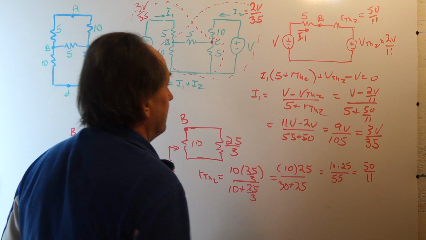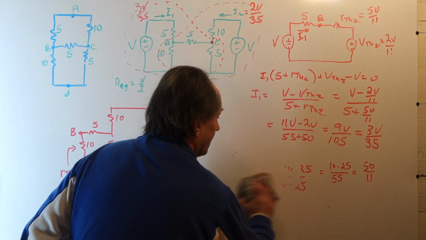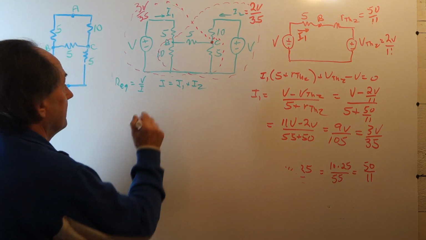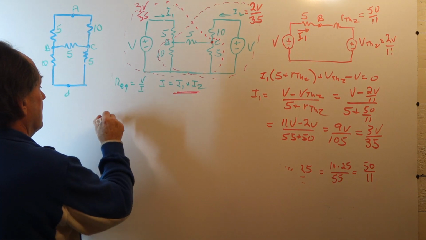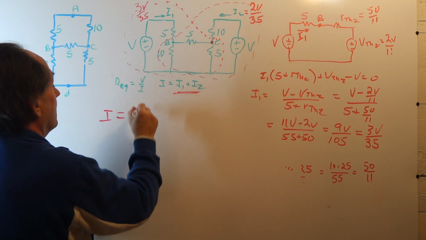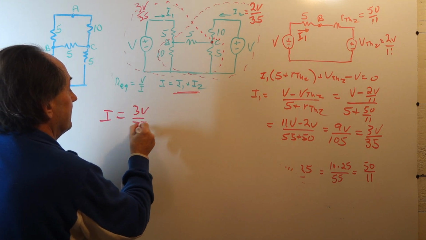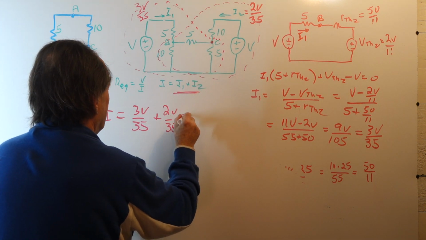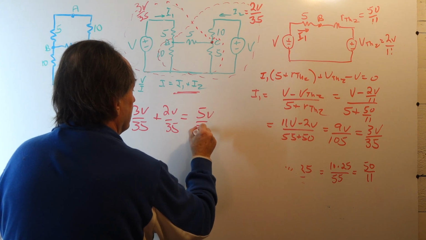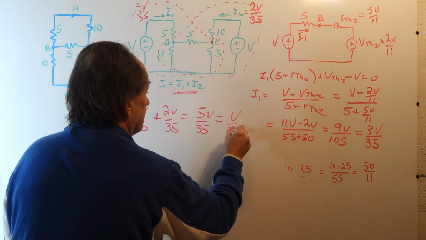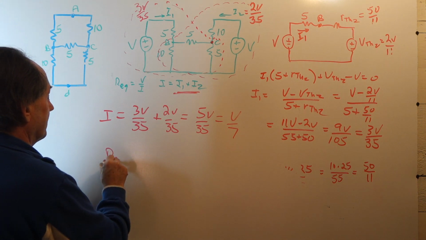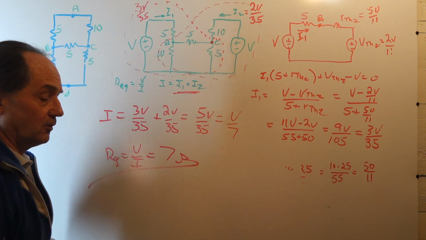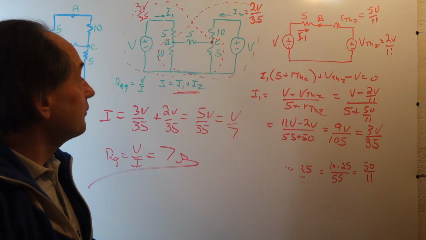We're almost there. Now we get our current I. I, remember, is I1 plus I2. So I is equal to I1, which is 3V over 35, plus I2, which is 2V over 35, which is 5V over 35, or V over 7. So R equivalent is V over I, or again, 7 ohms. So again, we get 7 ohms.